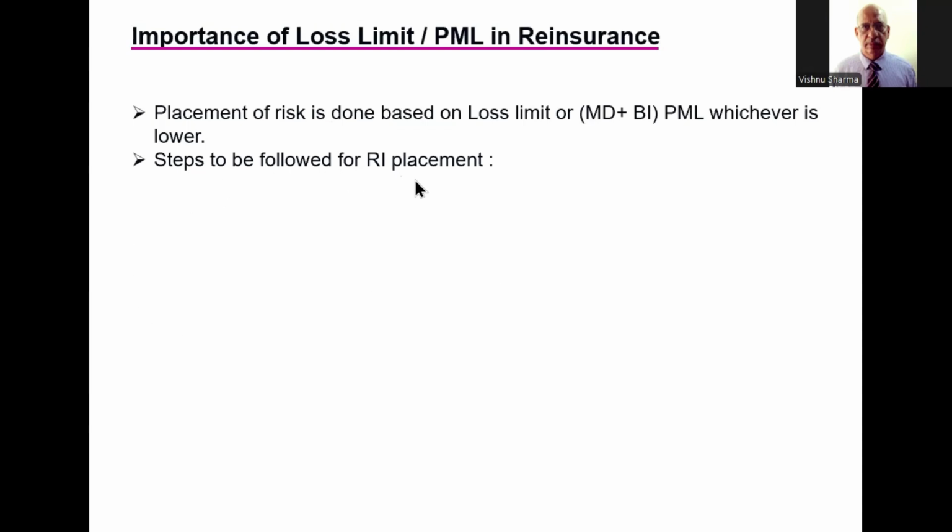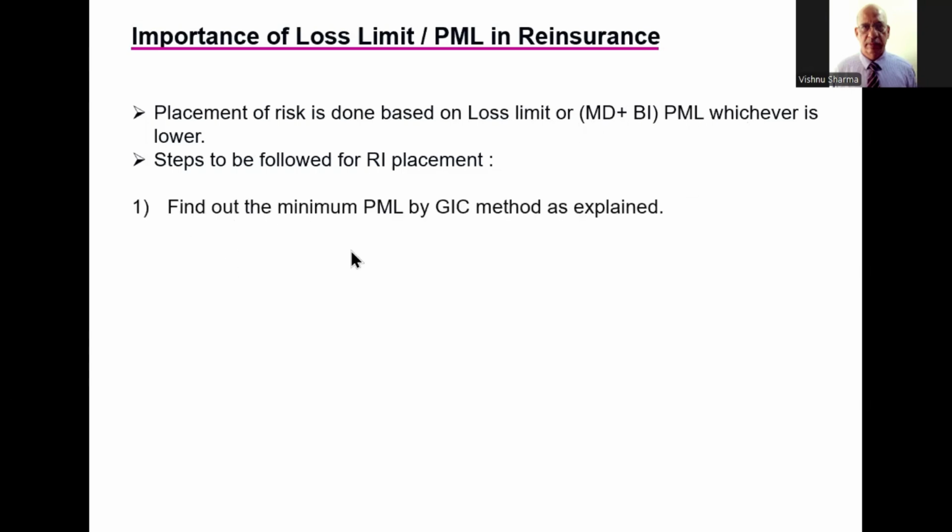Now let us see the steps to be followed in RI placement. The placement of risk is done based on your loss limit or MD plus BI PML, whichever is lower. So the lower is to be calculated. If MD plus BI PML is 1500 crores and he selects a loss limit of 1800 crores, then this placement will be done based on the lower of these two.